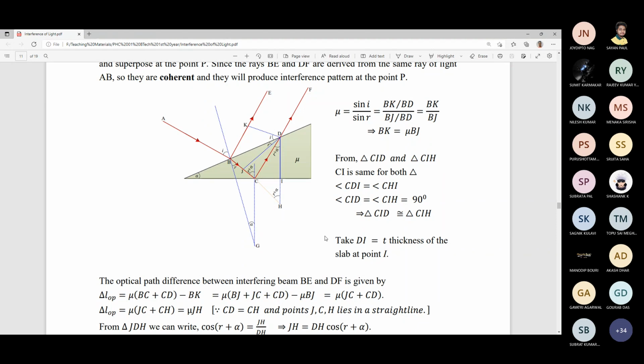One more thing you see here: mu, the refractive index, is sin I by sin R. If we write sin I by sin R, then for this triangle that is BK divided by BD, and for this triangle BJD that is BJ divided by BD. So BD will cancel out and we will get BK by BJ. So BK will be mu times BJ. So you see here BK we can write as mu times BJ, and here this BJ, mu times BJ, will cancel out.